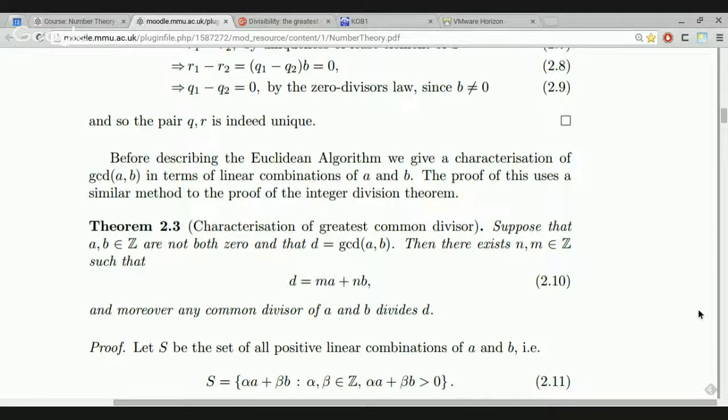Okay, so linear combinations of a and b are objects that look like this: m times a plus n times b. Linear combination, I guess we should say, although it's kind of implied, with integer coefficients. We're only talking about n and m being integers. It's the smallest positive number which has this form, and that's the greatest common divisor of the two.